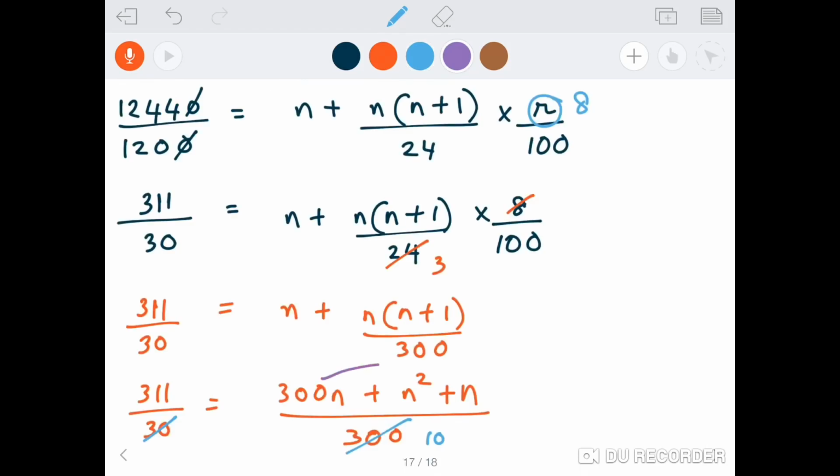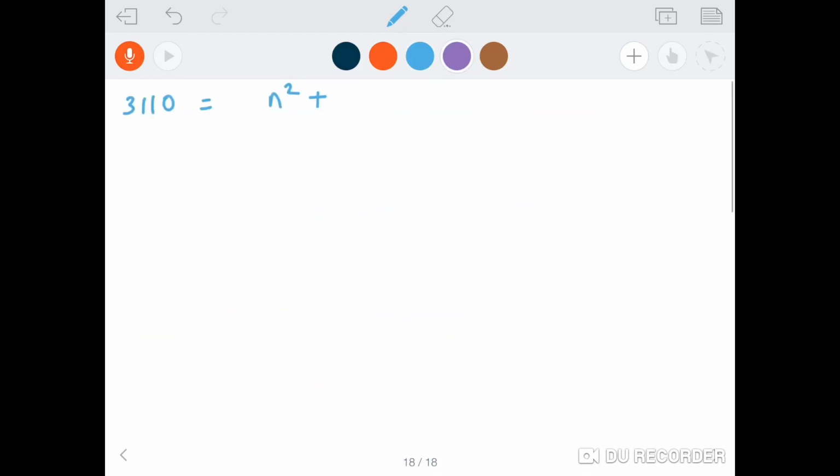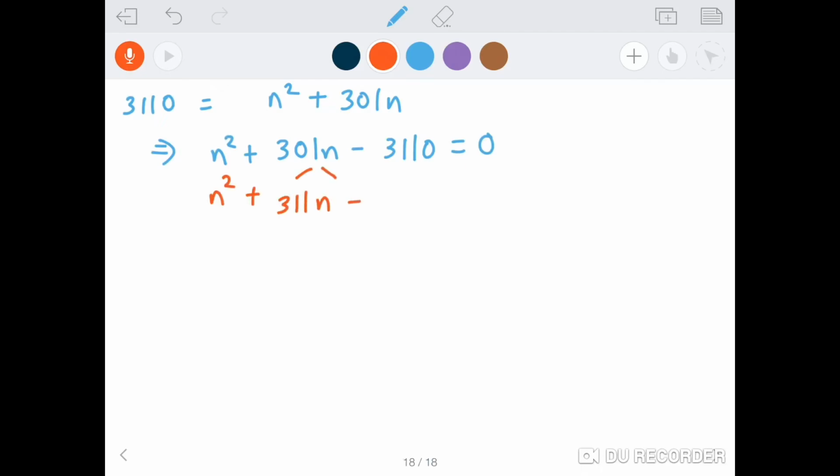So that is going to give me n square plus 301n minus 3110 is going to be equal to 0. All you have to do is split the middle term. This might take a little while, but this is much easier than the rest of it. Your factors are going to be 311 and 10. So I'm just going to simplify that out. You can take it forward from here if you feel you're comfortable.